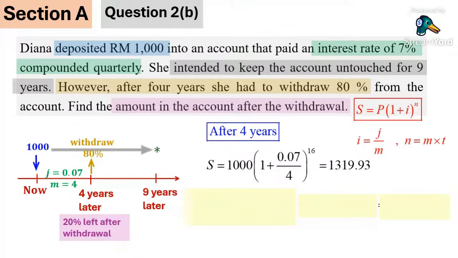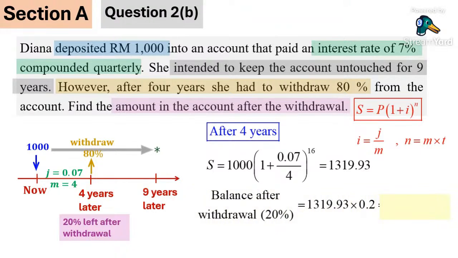So therefore, the balance after withdrawal, which is the 20%, we just take this accumulated amount and multiply with 0.2. And therefore, the answer will equal 263.99, 263.99 cents. So this is the balance after withdrawal. There goes the answer.